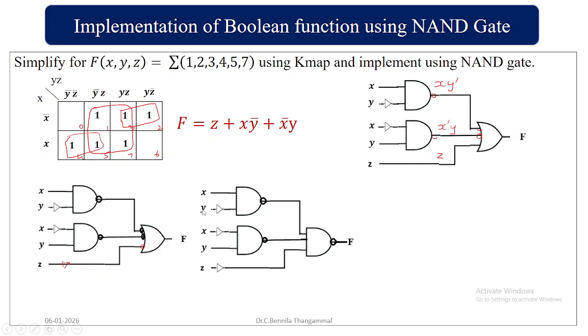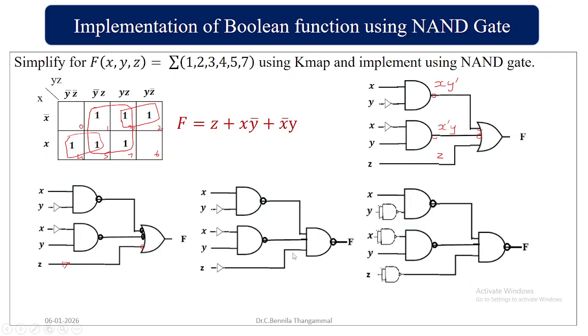The last step is to convert all the NOT gates into NAND gates. A single input NAND gate is nothing but your NOT gate. So the single input NAND gate will replace the NOT gate. Now all the gates are NAND. So this is going to be the NAND implementation.